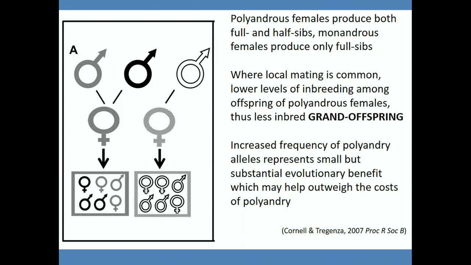So where individuals mate locally, where your pool of potential mates includes the individuals in this box, like we often see in small populations or where dispersal is limited, you can see that on average, the level of inbreeding for the polyandrous female will be less, because there will be some full sib and half sib mating going on here as opposed to the all full sib mating among the offspring of the monandrous female. So what this means is that the grand offspring of polyandrous females, the offspring that are the result of these matings, will be less inbred on average. And given inbreeding depression and fitness, we can see how over time, the fitness of the descendants of the polyandrous female will be higher. And so the alleles underlying the behavior can persist or even increase in the population.